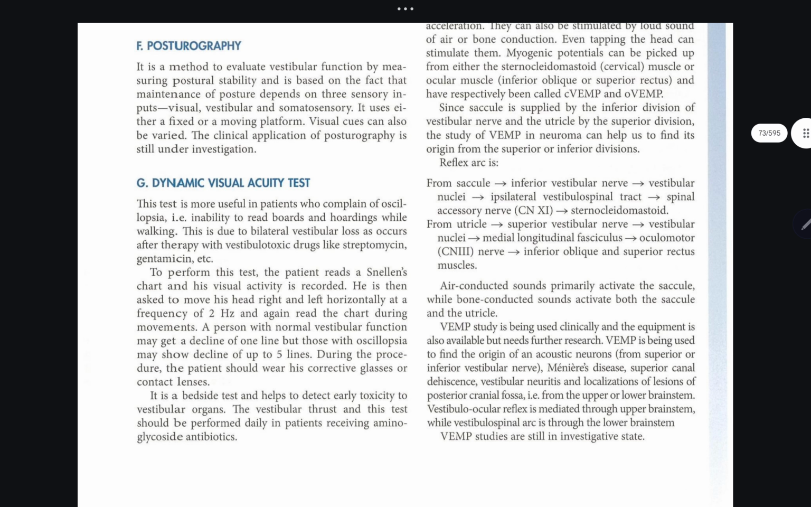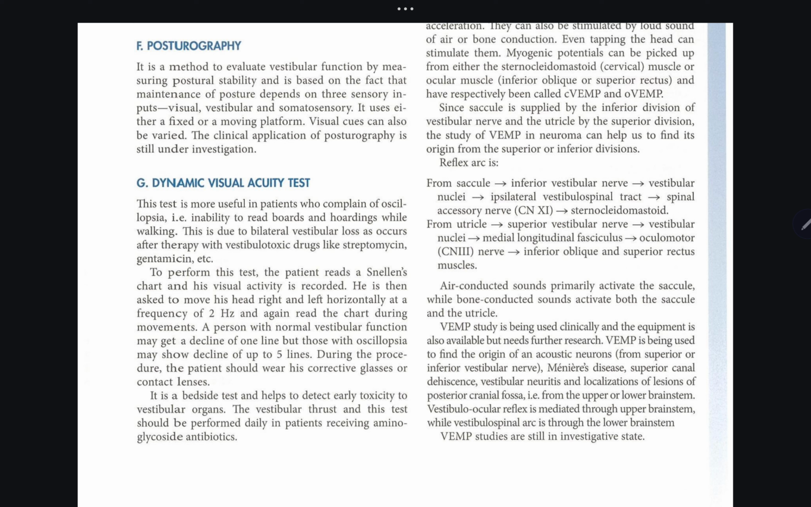Posturography. It is a method to evaluate vestibular function by measuring postural stability and is based on the fact that maintenance of posture depends on three sensory inputs: visual, vestibular, and somatosensory. It uses either a fixed or a moving platform. Visual cues can also be varied. The clinical application of posturography is still under investigation.